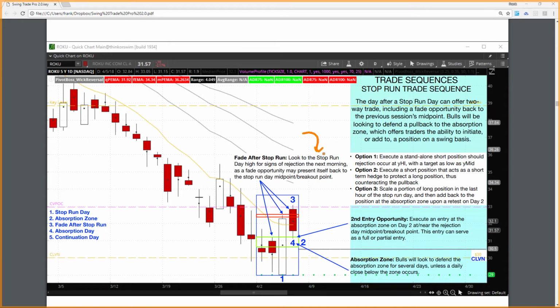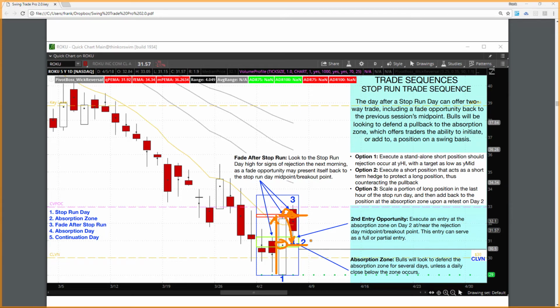Look to the stop run day high for signs of rejection the next morning, as a fade opportunity may present itself back to the stop run day midpoint / breakout point. Now there's 3 options when you have that type of move. Option 1: execute a standalone short position should a rejection occur at the previous high, with a target as low as the mid. So in this case, even if you're doing nothing else, if you see a major stop run day up and there's a rejection at this high, there's an opportunity for a standalone short back toward the midpoint of the stop run day.